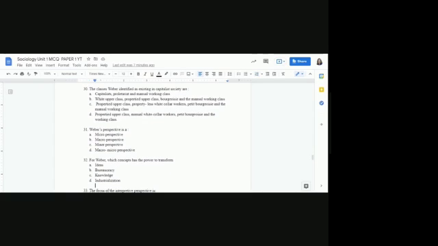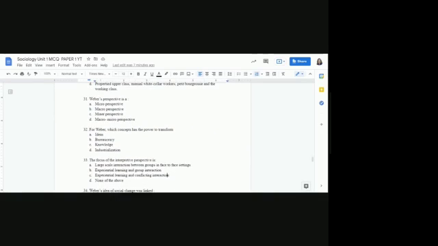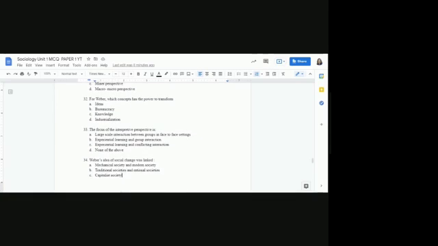Let's look at question 31. Weber's perspective is, yes, it is a micro perspective. Move on to question 32. For Weber, which concept has the power to transform? And the correct answer is A, ideas.